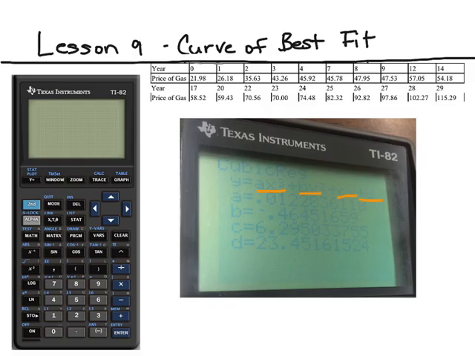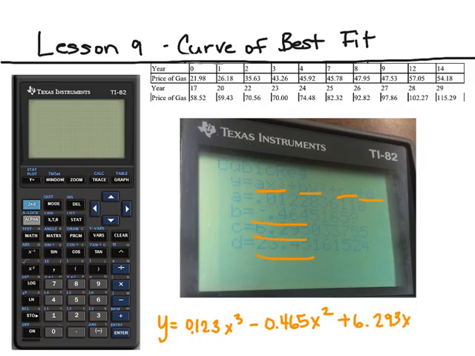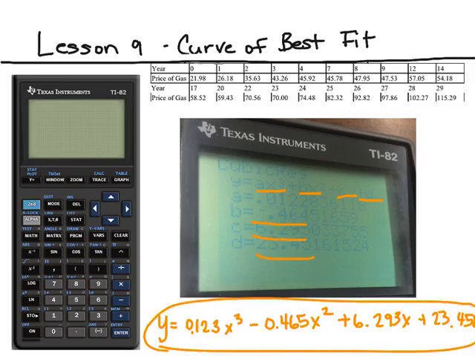So the equation for our cubic formula is y equals 0.1228. Let's just do 3 decimals because it doesn't say. So 0.123x cubed minus 0.465x squared plus 6.293x plus 23.452. So that is the equation for our cubic regression using the graphing calculator.